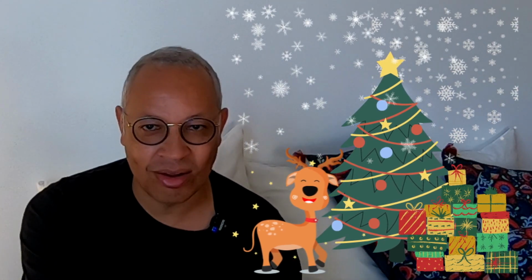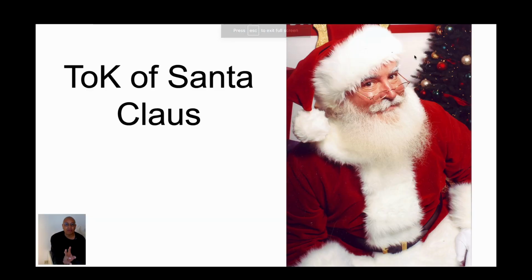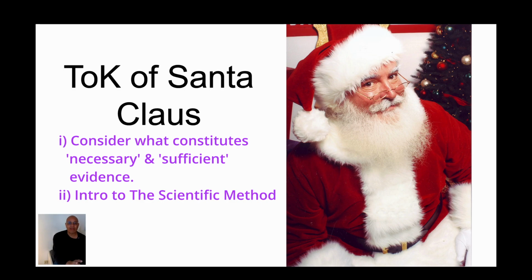A ToK lesson which introduces AOK natural sciences, but also provides a festive grotto of presents, reindeers, Yuletide stuff, snow falling, you get the idea. I've called the lesson the ToK of Santa Claus, and the lesson has two main objectives. Students consider the differences between necessary and sufficient evidence and many points in between, and the students learn the key points about the scientific method.